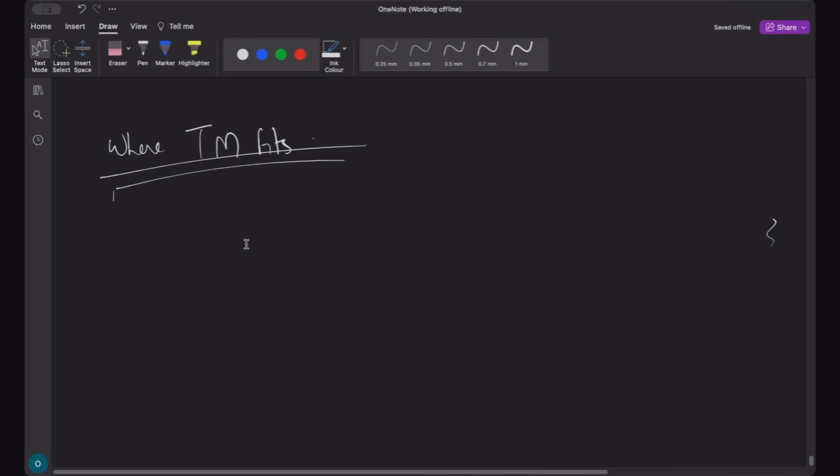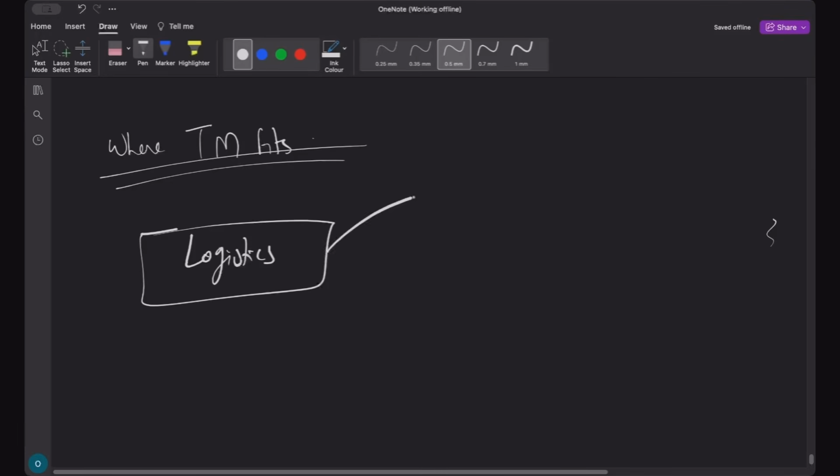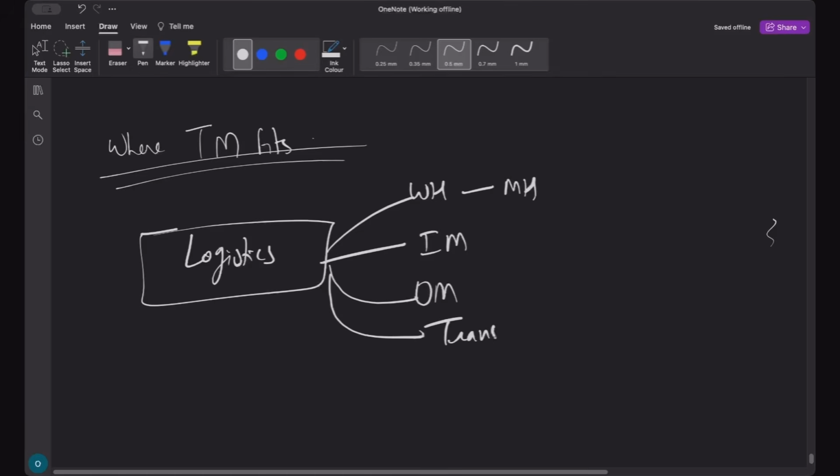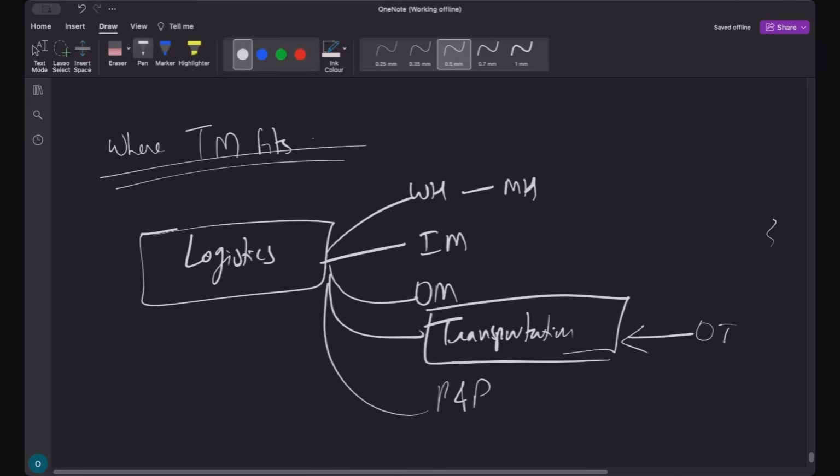So we have covered a lot about logistics. Now, be very clear about where transportation fits. In logistics, we have warehousing, we have inventory management, we have order management, we have transportation, and we have picking and packing. So, OTM comes here. Transportation is the most visible and often most expensive component of logistics.